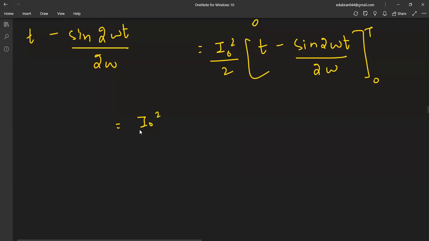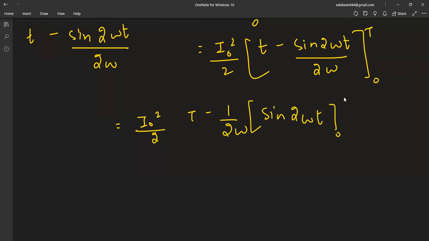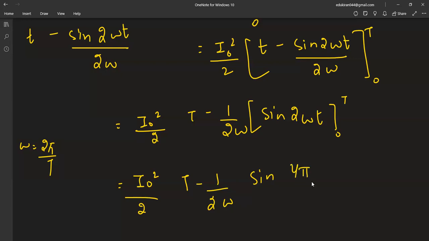So I naught square by 2, then T minus 1 by 2 omega times sine 2 omega T, from 0 to T. Now we can put the value of omega. Remember in the last class also, what is the value of omega? 2 pi by T. So the same value we will put. This is I naught square by 2, and this becomes T minus 1 by 2 omega, times sine 4 pi T, with 2 into omega being 2 pi by T.